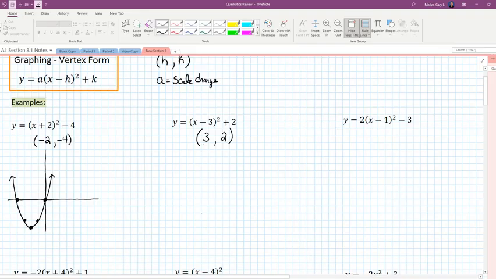And the scale change has not changed. So we're going to go to 3 and 2. And then we're going to go up 1 and up 3. At least 5 points of accuracy. Hard to get another couple of points on most graphs, so 5 is sufficient.